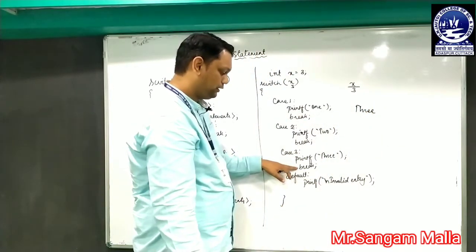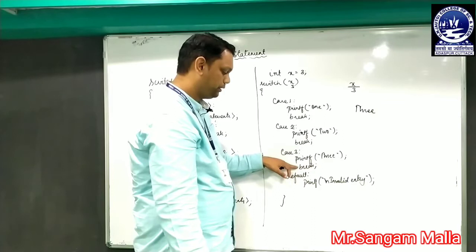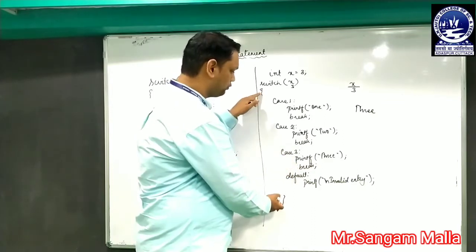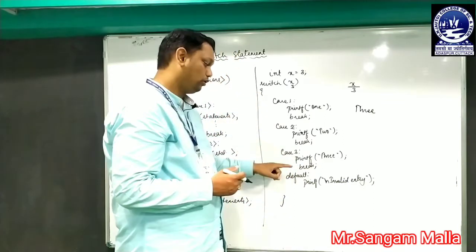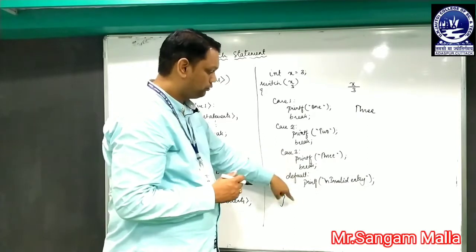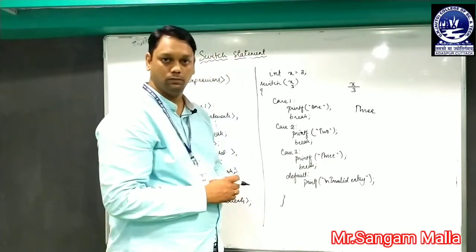And after that, the break statement is written. So when break is executed, it will come out from the switch block. If I will not write break over here, then it will print invalid entry also.